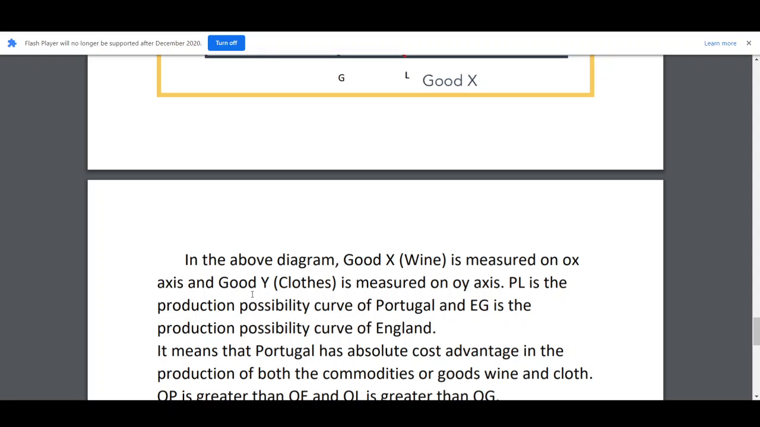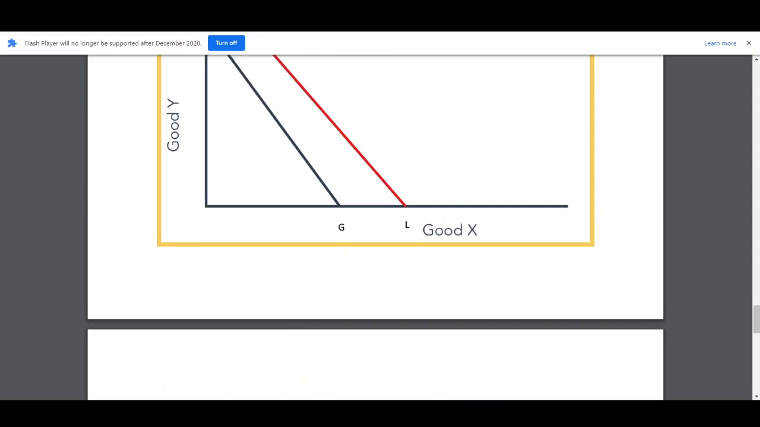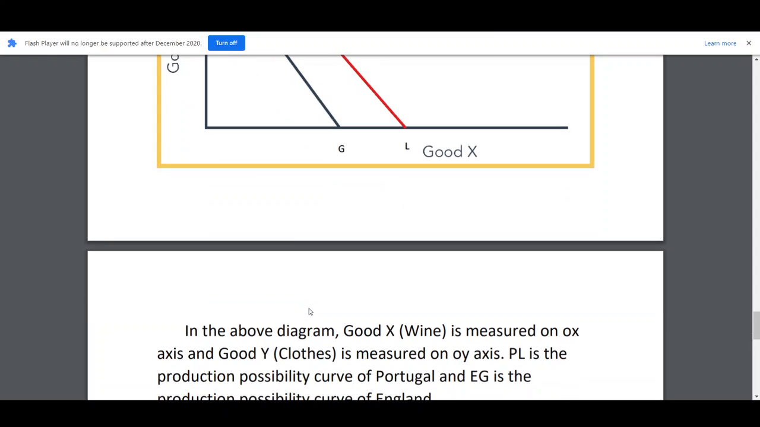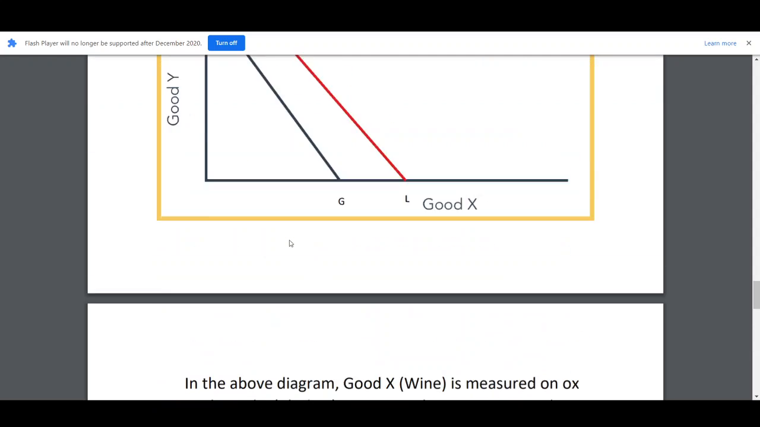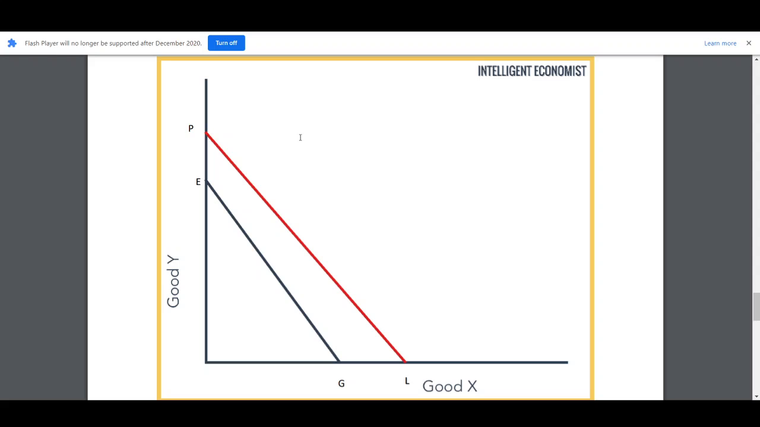PL is the production possibility curve of Portugal and EG is the production possibility curve of England. Understand? So from this diagram, it is clear that Portugal has more advantage in the production of both the commodities as compared to England. Correct, no? Because OP is greater than OE, and OL is greater than OG.